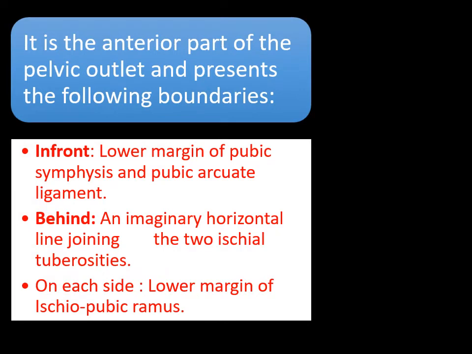So what is this urogenital triangle? It is the anterior part of the pelvic outlet and presents the following. So what are the boundaries we can identify? In front you can identify the lower margin of the pubic symphysis and the arcuate pubic ligament. Behind we can identify an imaginary line which is joining the two ischial tuberosities. On each side we can identify the lower margin of the ischiopubic ramus.